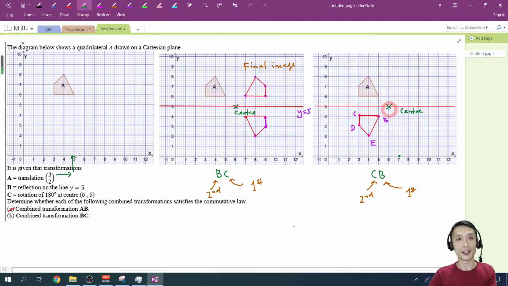Let me get the image for vertex B first. Remember, start counting from the center. Let me use another color. Rotate it 90 degrees, and again, because we want 180 degrees. So this is B prime. This is the image for this vertex. I'll erase this one first so that you don't get confused.